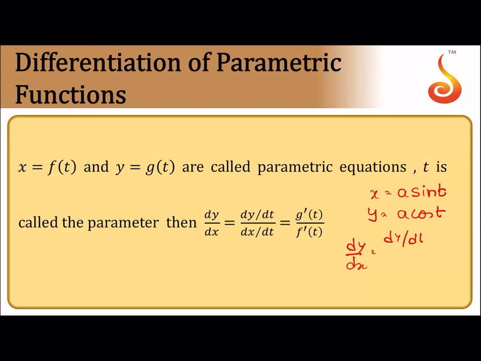Parametric form: x is given as f of t, y is g of t. It's parametric differentiation. For example, x equal to a sin t, y equal to a cos t is given to you. So dy by dx is nothing but dy by dt divided by dx by dt. So this will give you a cos t divided by minus a sin t.